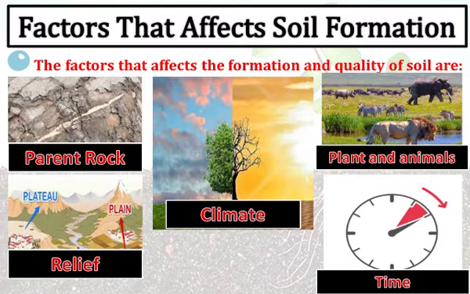Plants and animals. Dead plants and other organisms form humus which makes the soil fertile. Means dead plants or organisms make the soil fertile.